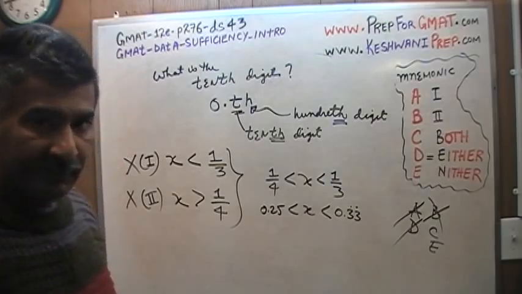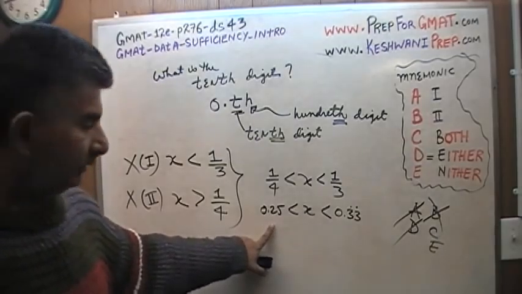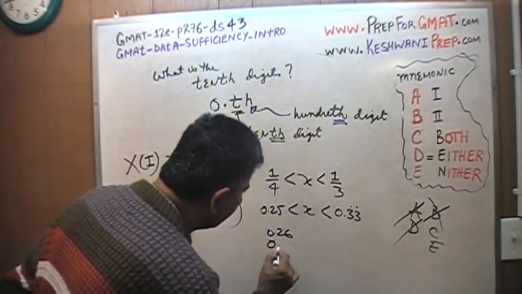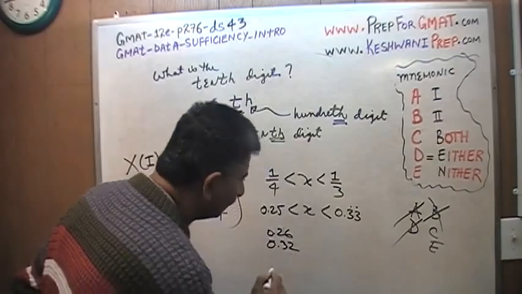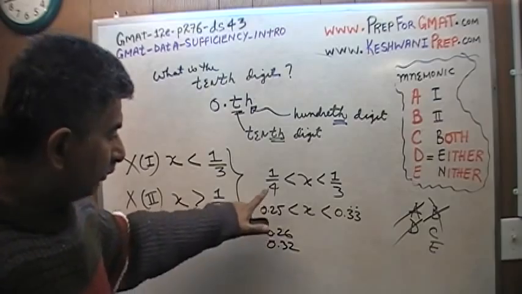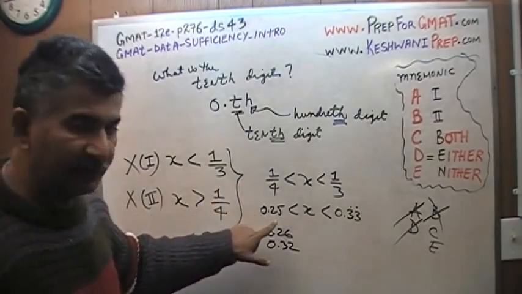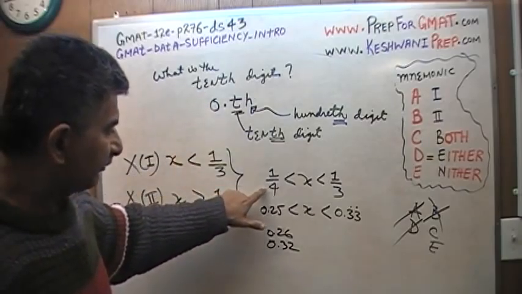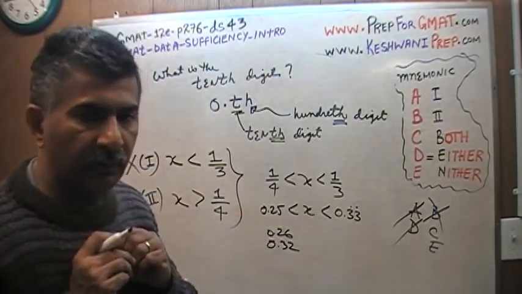Well, now we know that the 10th digit, whatever that is, has to be either 2 or 3. It can be 2, so X could be 0.26, or X could be as high as less than, it could be as high as 0.32 or 0.329999, whatever. So putting these two statements together, it does narrow down the scope. We know the 10th digit of that mystery number that we do not know is either a 2 or a 3, but we still do not know what it is. Is it 2 or is it 3?